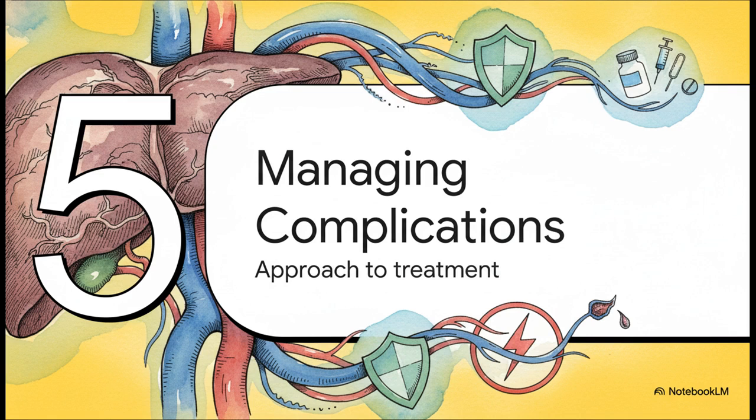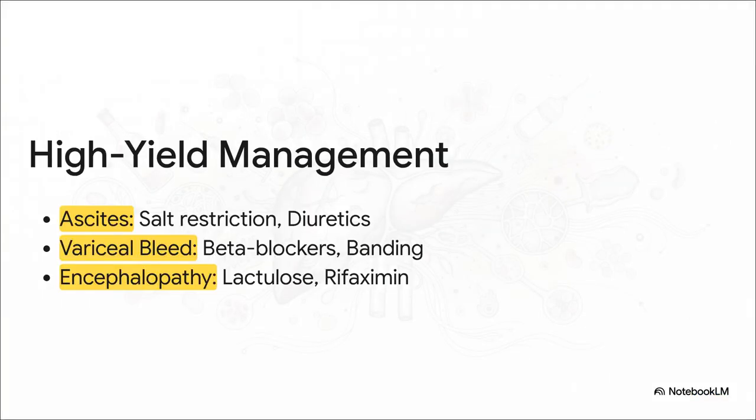Now, since that underlying fibrosis is irreversible, management really boils down to 2 main goals. First, treat whatever is causing the liver disease to try and stop it from getting worse. And second, manage the life-threatening complications that come with it. So let's quickly review the management for the big 3 complications.